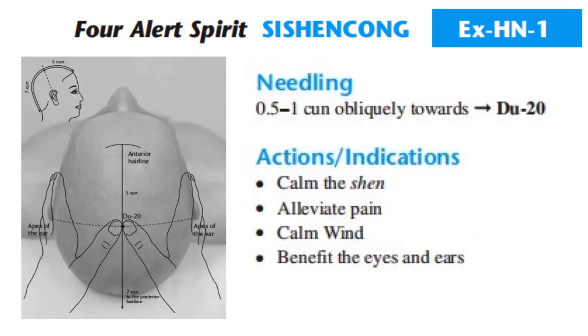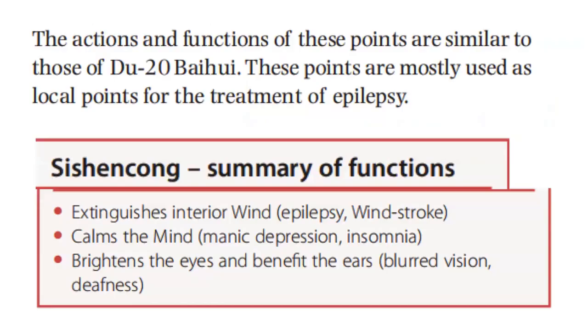For its action and indications, this calms the shen, alleviates pain, calms wind, and benefits the eyes and ears. The actions and functions of these points are similar to those of DU20. These points are mostly used as local points for the treatment of epilepsy. So to summarize its function, Sishencong extinguishes interior wind in epilepsy and wind stroke. It calms the mind in manic depression and insomnia, and brightens the eyes and benefits the ears in blurred vision and deafness.